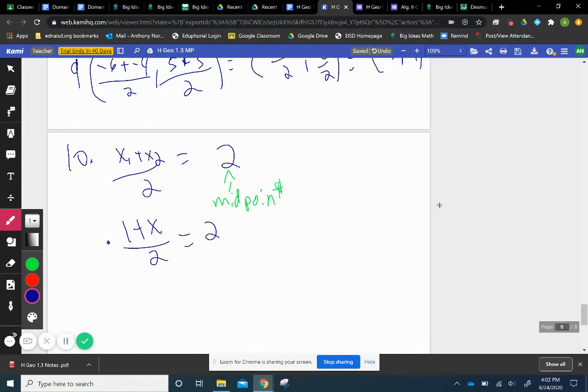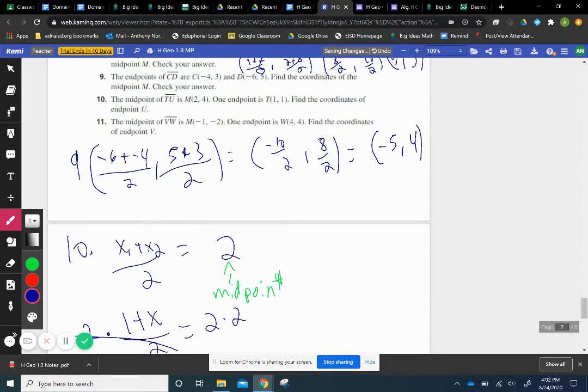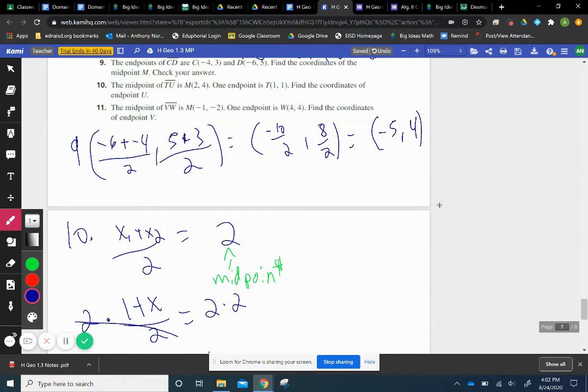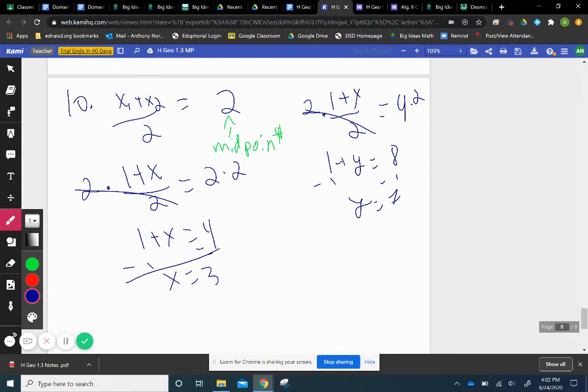How do we get rid of the 2 on the bottom? Multiply by 2. So you have 1 plus x equals 4, minus 1, minus 1. x equals 3. Then we'll do the same thing for our y. So 1 plus y over 2 equals 4. Multiply by 2, multiply by 2. Cancel out: 1 plus y equals 8. Minus 1, minus 1, y equals 7. So our coordinate is x is 3, comma, y is 7.